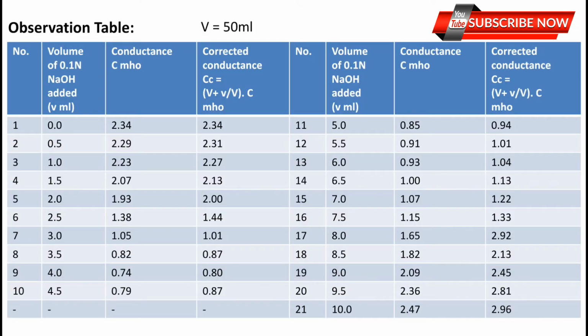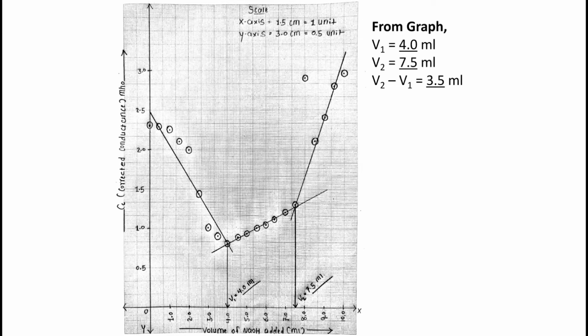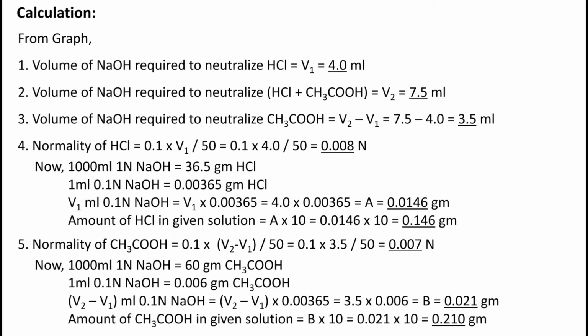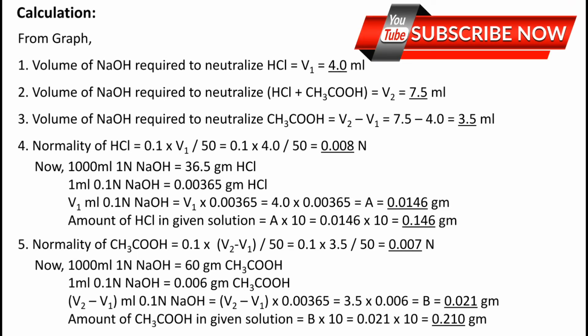Now see the observation table. We have found conductance for the given volume of 0.1 normal NaOH and have done the calculation of corrected conductance as shown, and have plotted the graph of volume of NaOH added versus corrected conductance, from which we could get V1, that is for HCl, and V2, that is for HCl and acetic acid. So V2 minus V1 is for acetic acid. Finally, do the calculation of the amount of HCl and the amount of acetic acid in the given solution.